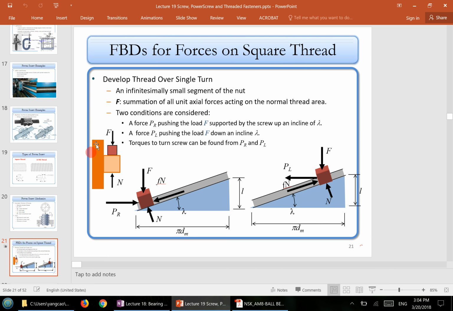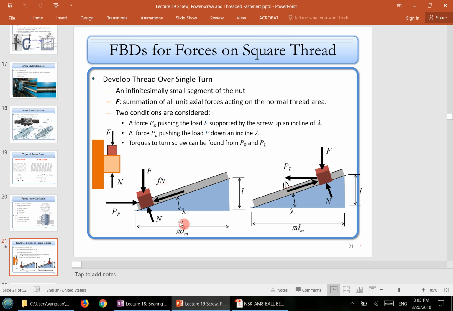Let's say you have a square thread. If you unthread one turn, basically unwrapping one turn of the thread, then you get a ramp, and the ramp has a lead angle lambda. Because it's one turn, you have a distance of pi dm when you unthread one turn. And in one turn you go up a lead distance, which is L. If it's double threaded, then L equals 2p. If it's triple threaded, then L equals 3p.